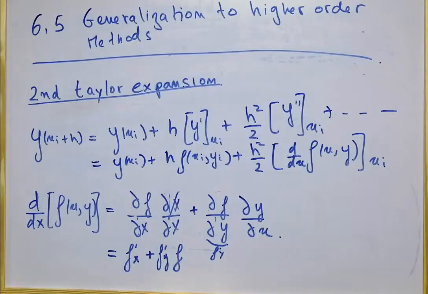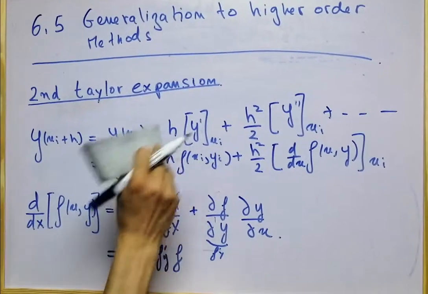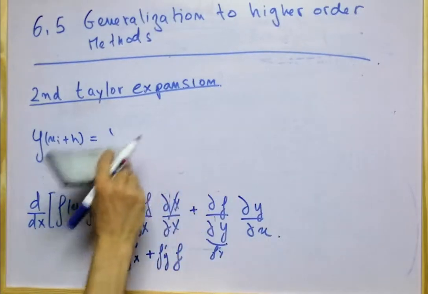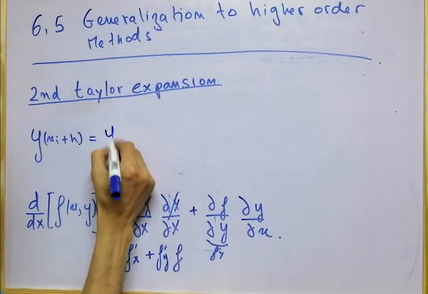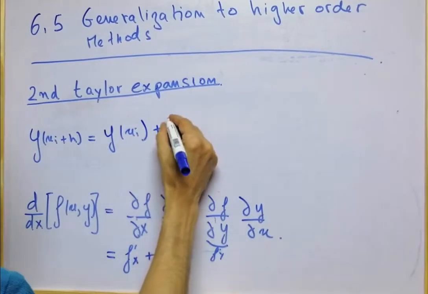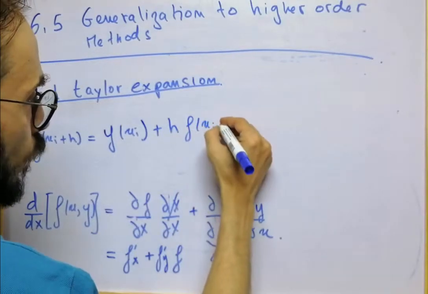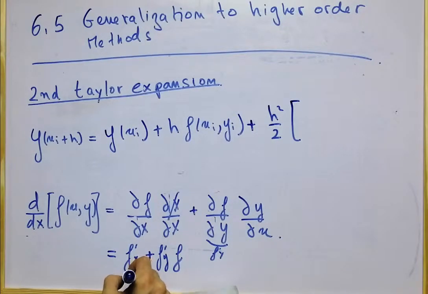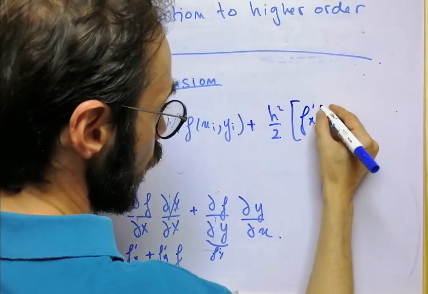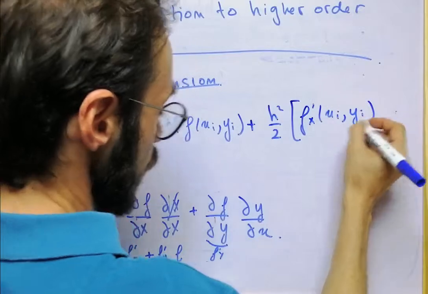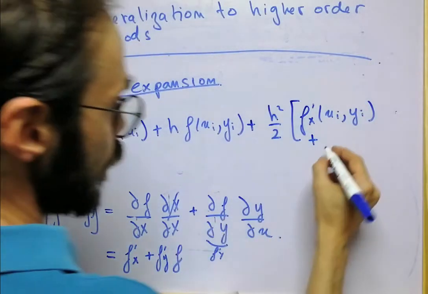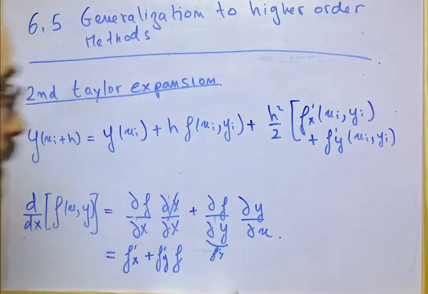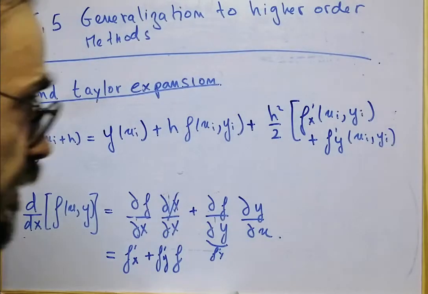So I can write this method that is based on the second order Taylor expansion as y of xi plus h, f of xi yi, and then h squared over 2 times f prime of x at the point xi yi, plus f prime of y at the point xi yi multiplied by f of xi yi.